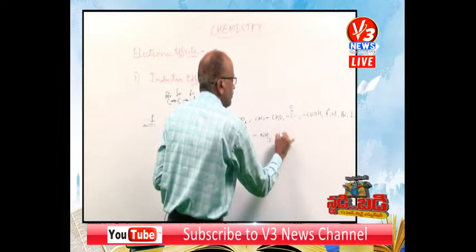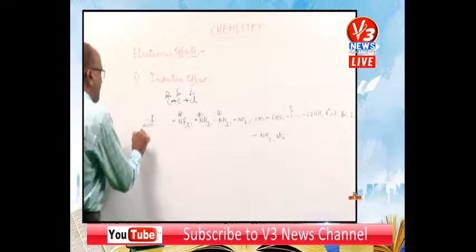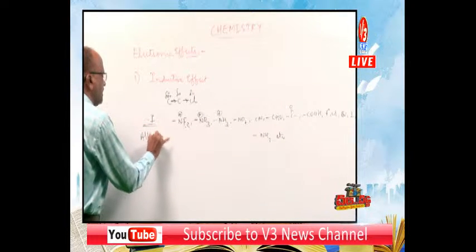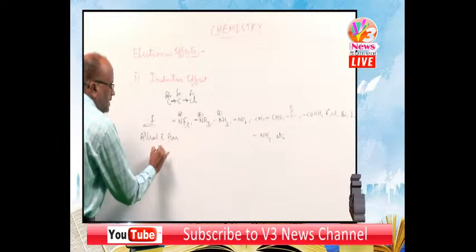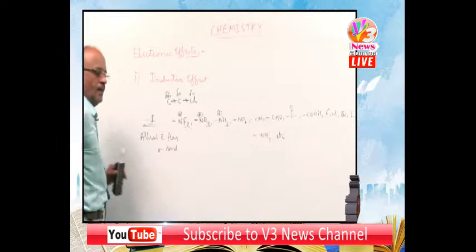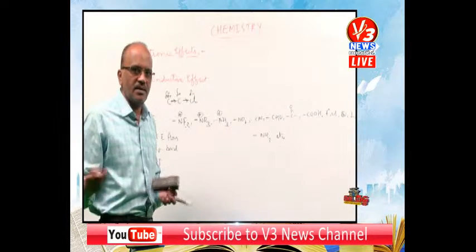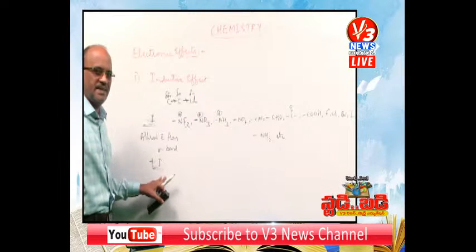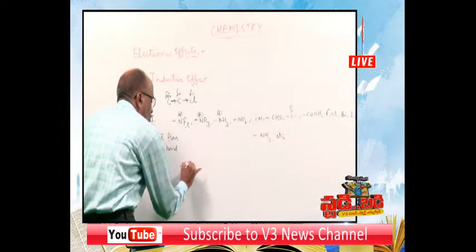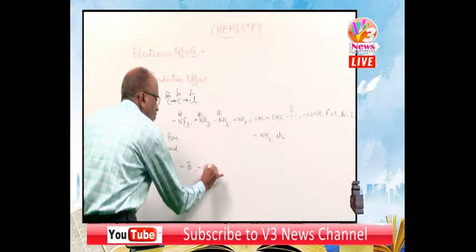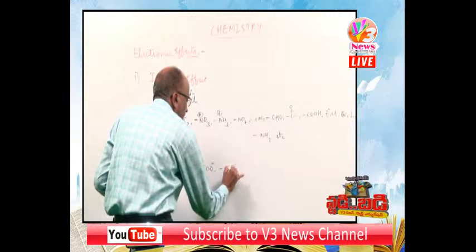These are some minus I groups. They withdraw, that is, attract electrons from the sigma bond. Then some groups release electrons or donate electrons, which are known as plus inductive groups. These are O minus, COO minus, then tertiary butyl group.